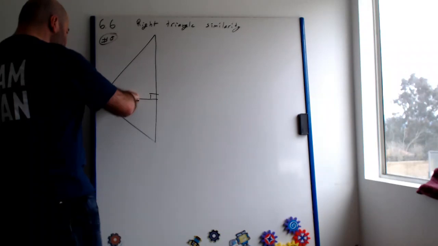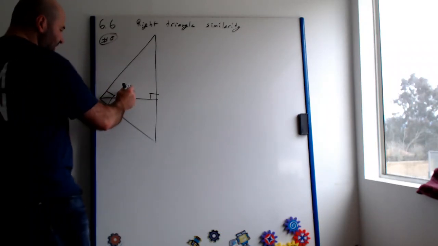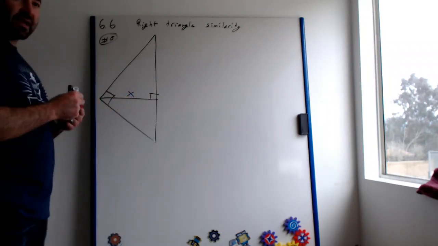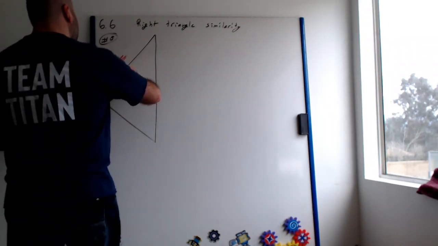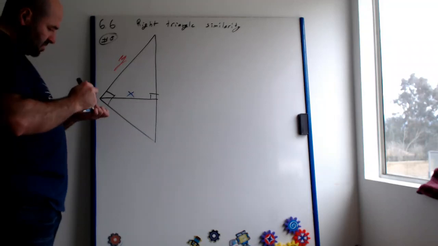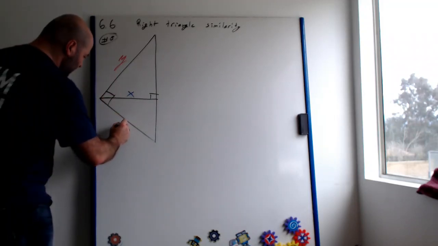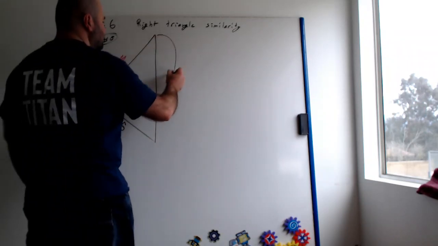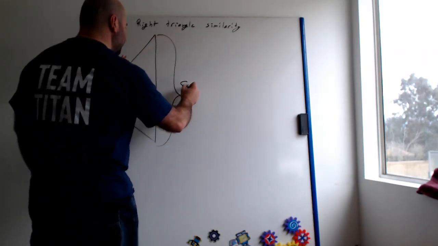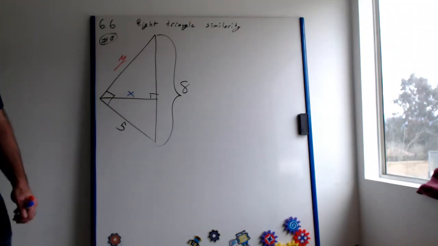Where we have our variables, let's put them in a different color so that they stand out a little bit more. We got x over here, y, and we have 5, a length of 5 towards the bottom, and then this entire side over here has a length of 8.